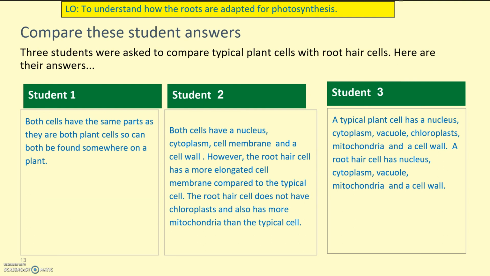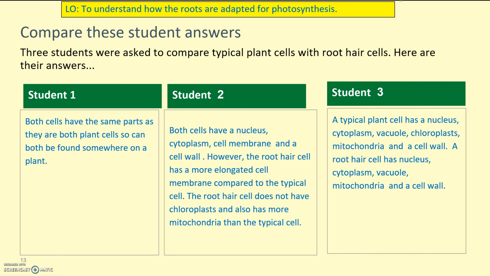Here are some model answers from students. Student number 1 says, both cells have the same parts as they are both plant cells, so can both be found somewhere on a plant. Student 2 says, both cells have a nucleus, cytoplasm, cell membrane, and a cell wall. However, the root hair cell has a more elongated cell membrane compared to a typical cell. The root hair cell does not have chloroplast and also has more mitochondria than the typical cell.